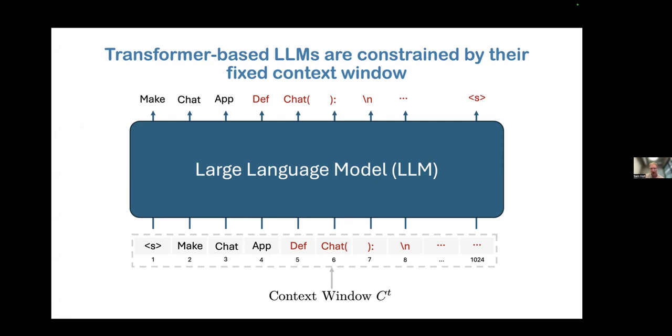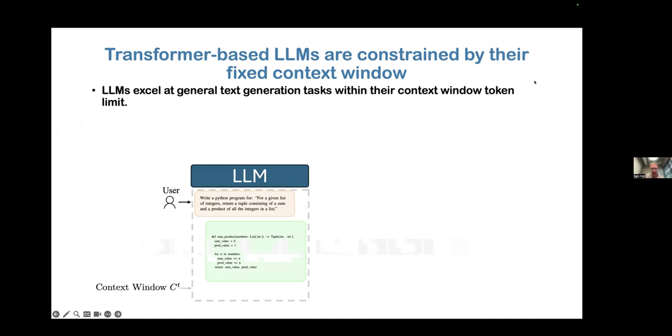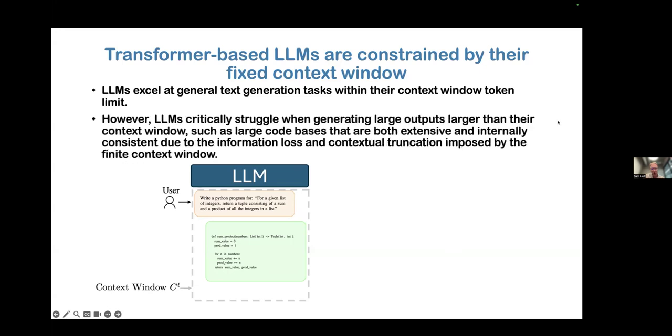But this work particularly looked at, about a year and a half ago, how can you generate very large amounts of code with a very limited fixed context window LM? Of course, this is not really the case these days, but this is where the world was about a year and a half ago. So LMs really excel at general text generation tasks within the context window limit, but how do we actually get them to generate larger code bases, which is really what we want to do?